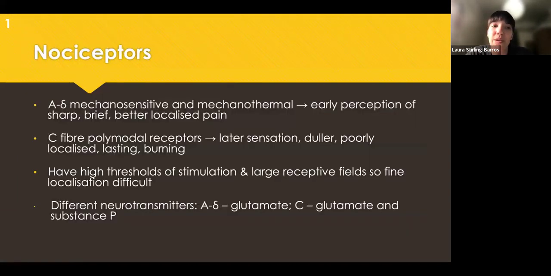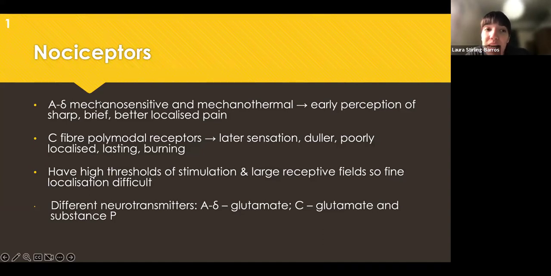So just to then move on in a bit more detail on the nociceptors, the A delta essentially tell you the localized where the pain is, whereas the C fibers, they sense way more different things, like they're polymodal, so like acids or temperature and other chemicals that elicit pain. But it comes as a later sensation and it's not localized, but it's more burning and lasts for longer.